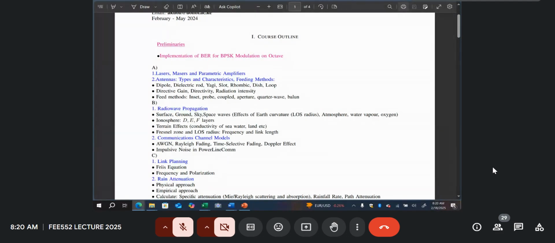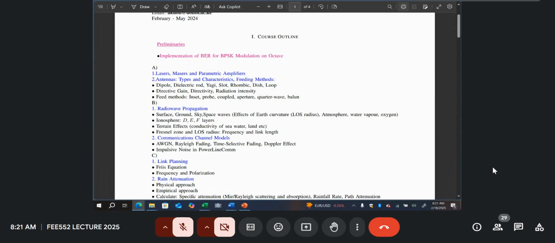And of course, devices normally have limitations, merits and demerits. So if you can define those for lasers, masers, and parametric amplifiers, that should be done. In terms of antennas, we'll have to look at the types. Antenna types mainly depend on the shapes. So we look at the types in terms of their shapes and how we feed the signal into the antenna, the methods that are used for feeding signals into the antenna.